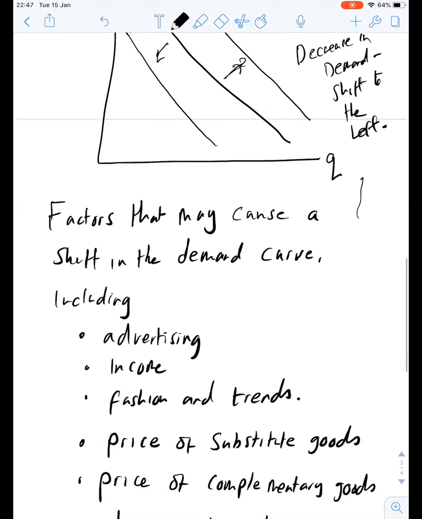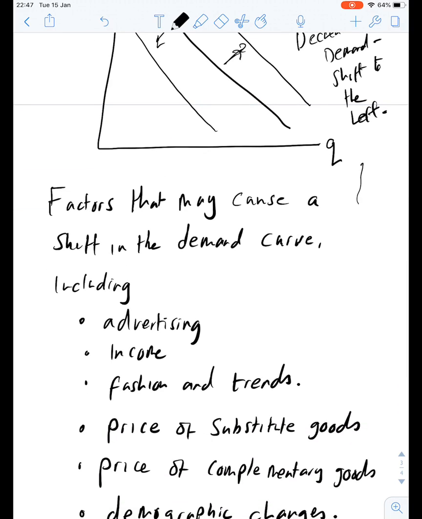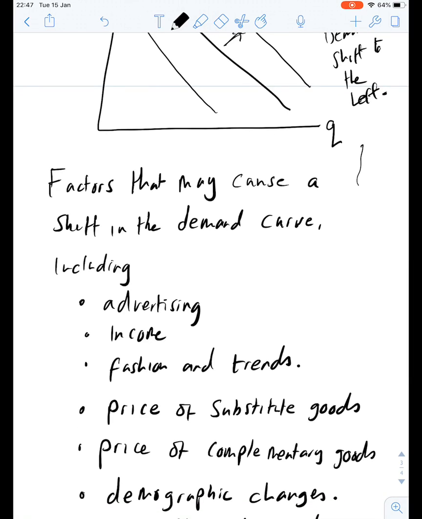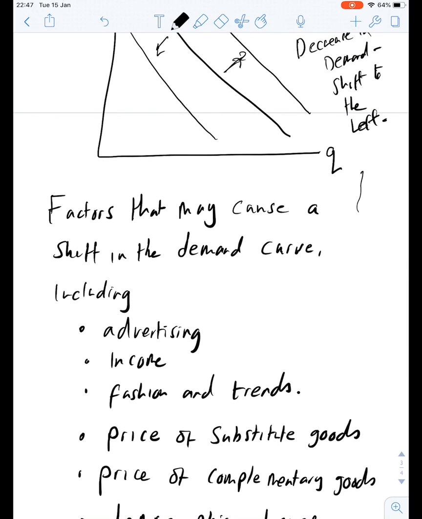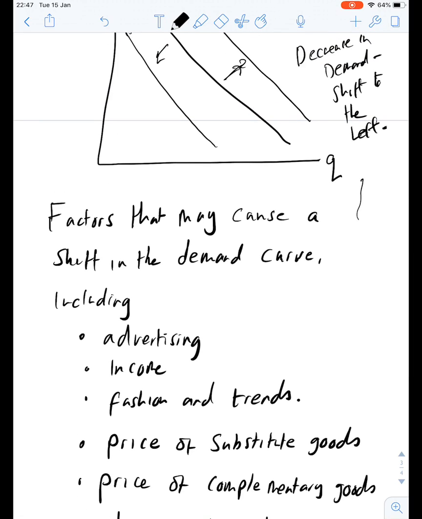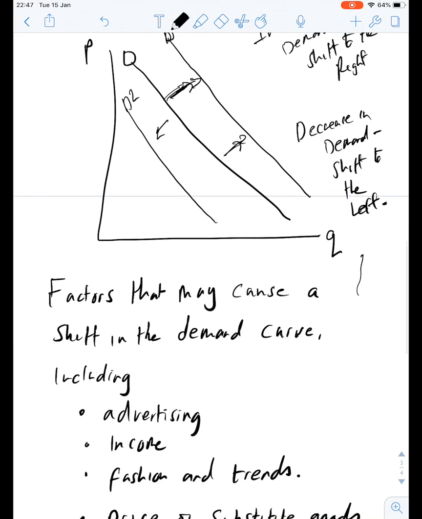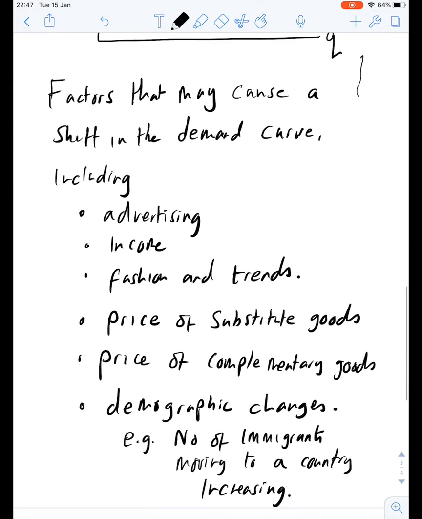have less to spend. Fashions and trends is another factor that causes a shift in the demand curve. If something becomes more fashionable, or the latest trend is to get really fit and healthy, so gym memberships are on the increase, then demand for these products will increase to the right. If products become unfashionable or unpopular, then demand will decrease to the left.